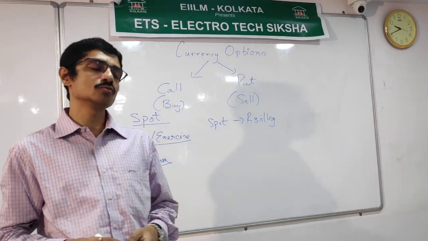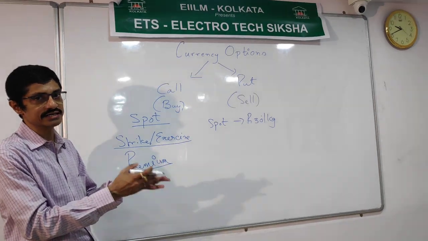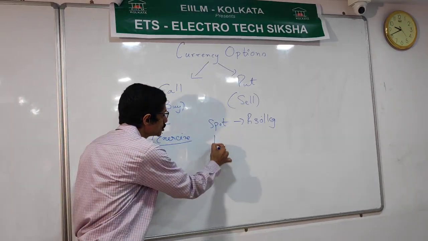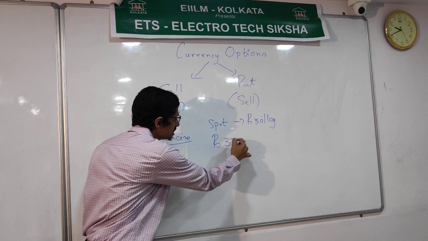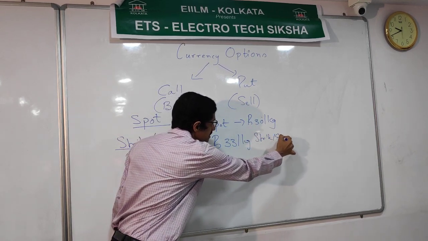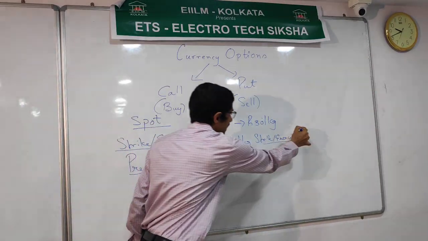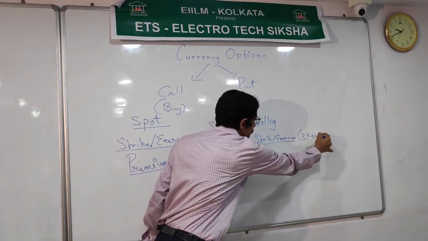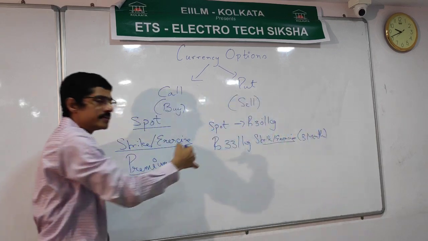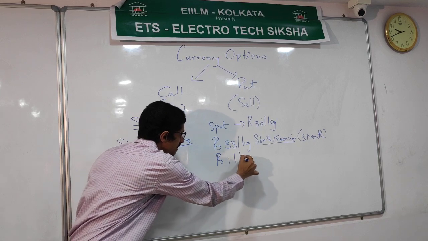So what the government can do now is enter into an agreement with foreign countries like Canada or Australia that we are going to buy wheat from you at, let's say, rupees 33 a kg, which is the strike price or the exercise price, at a certain date, let's say 3 months down the line. And as a result, the government of India will have to give them a premium. Let's say that premium is rupees 1 per kg.